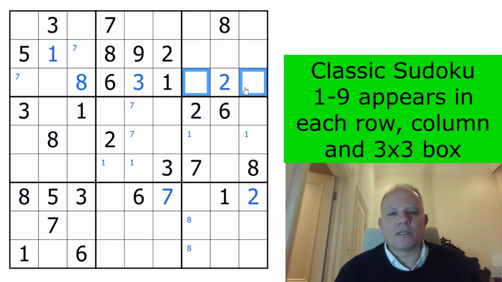5 in this row has 2 possible cells. Wrong marking, so it's in one of those 2. Let's just keep going. 6 is in one of those 2. 1 in one of those.